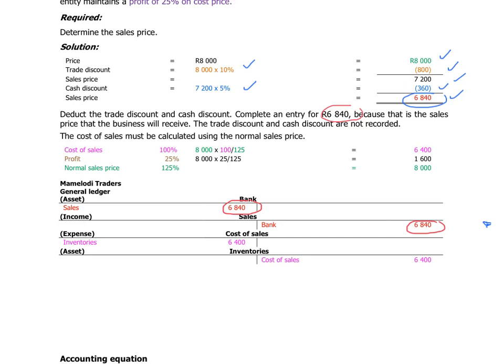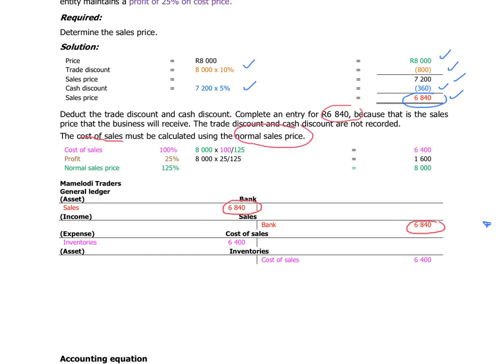We have to do the calculation for cost of sales. Although we sold the goods at a cheaper price, the cost price that we paid for the goods was not reduced. So we will calculate the cost price on the normal sales price. So very important, calculate the cost of sales figure on the normal sales price.